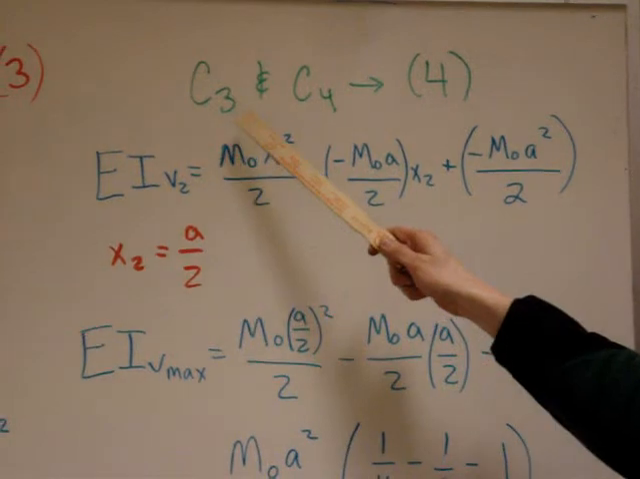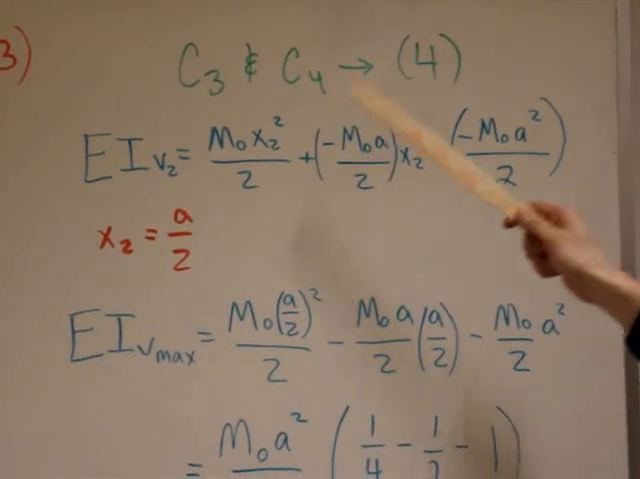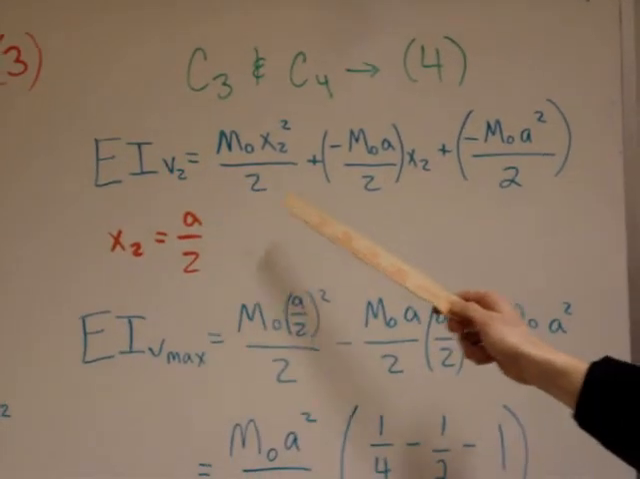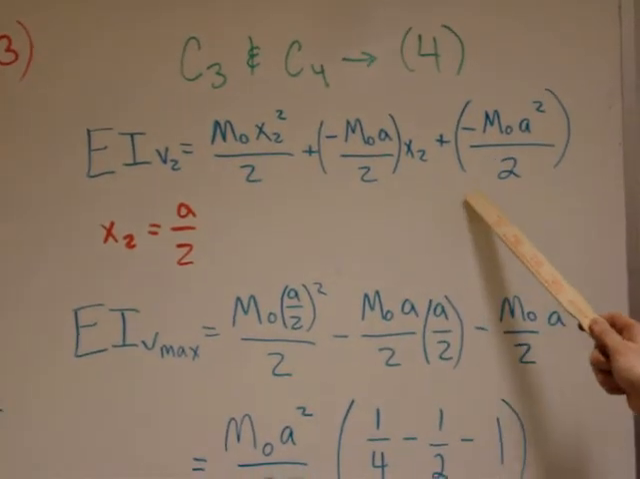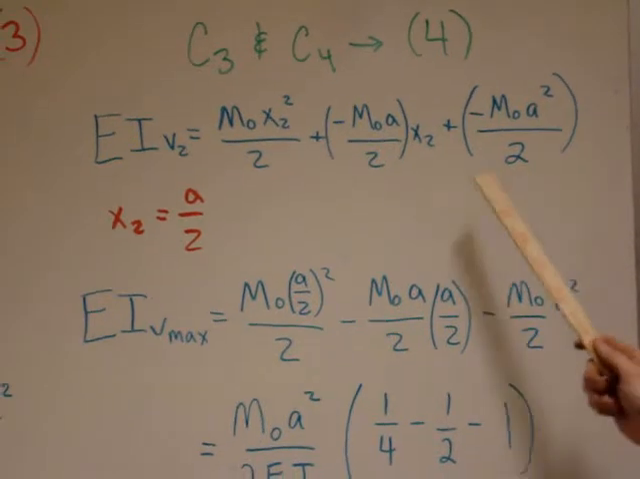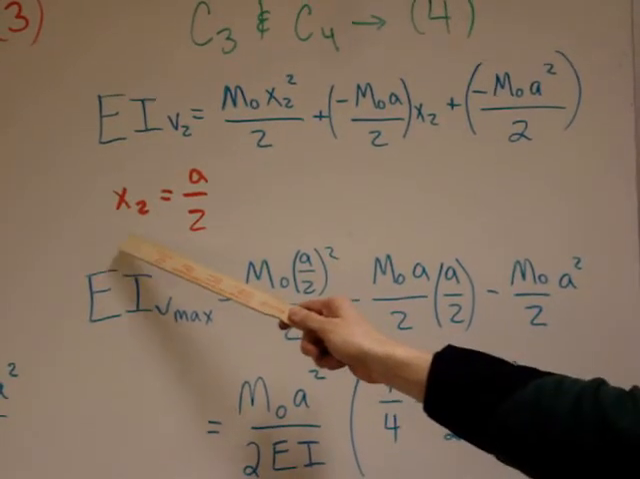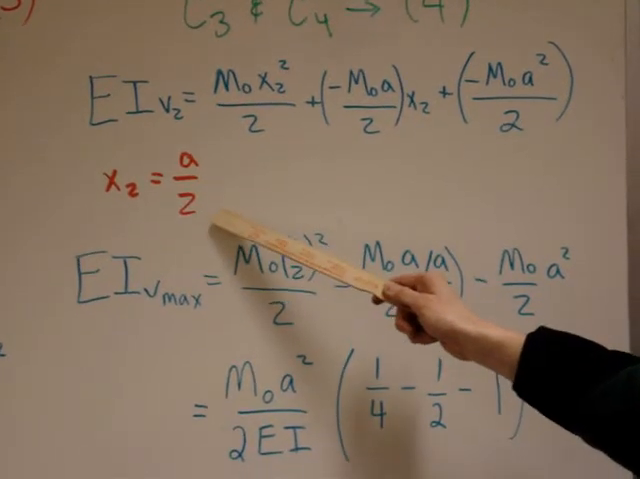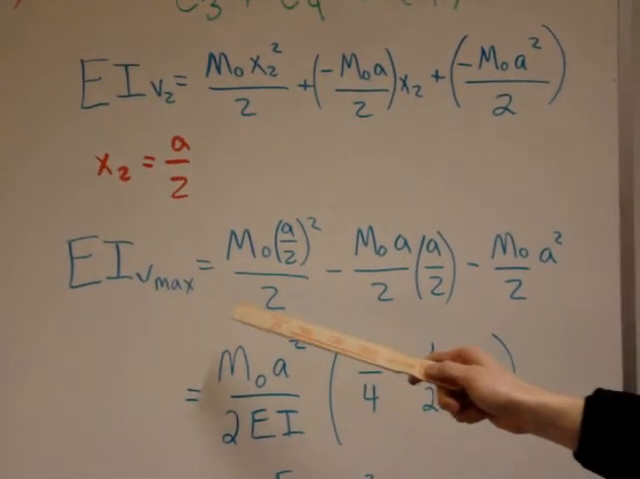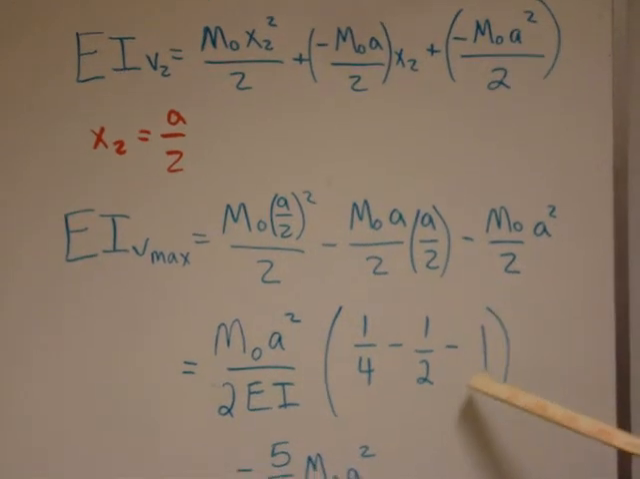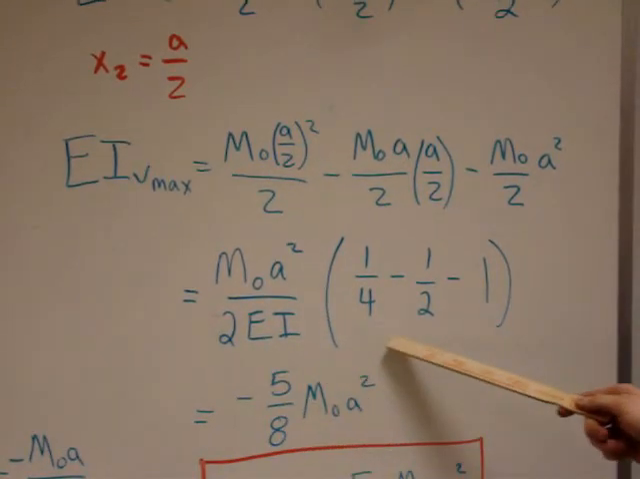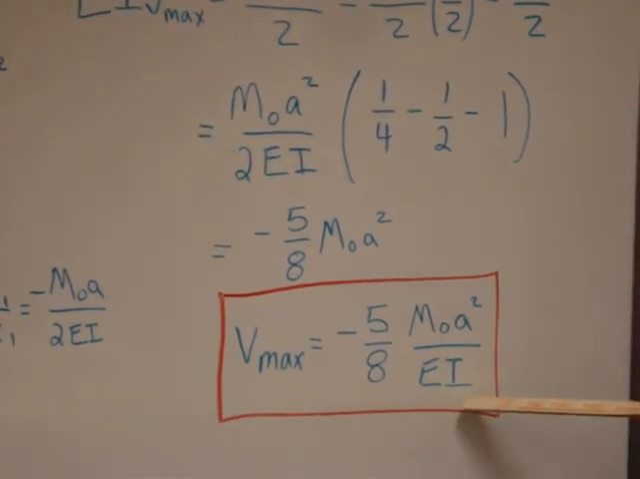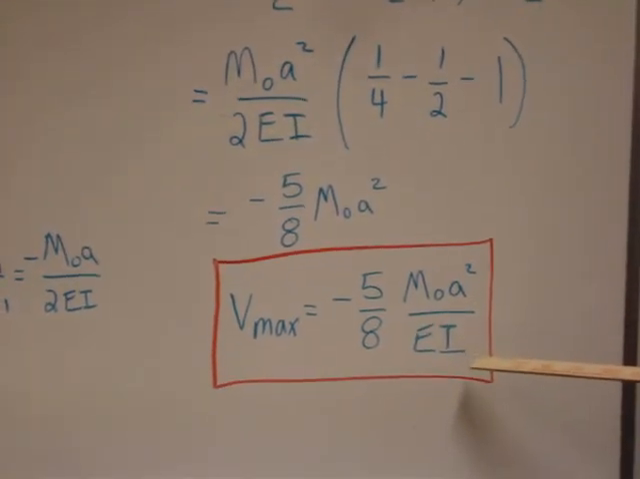Now that we've solved for c3 and c4, we can plug those values into equation 4. Down here is equation 4, and the value for c3 is here, and c4 is here. Knowing that the maximum deflection is going to occur in the middle of the beam, we set x2 equal to a over 2 and plug that value into the equation that we just solved for. Simplifying down, and then simplifying once again, we find that the maximum deflection is going to be negative 5/8 times M0 a squared over EI.